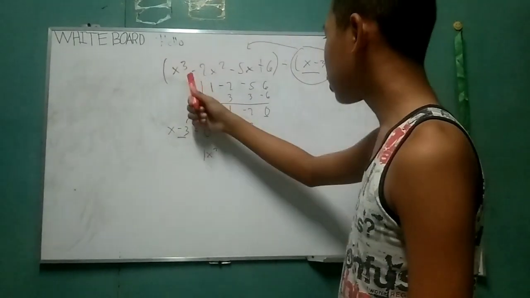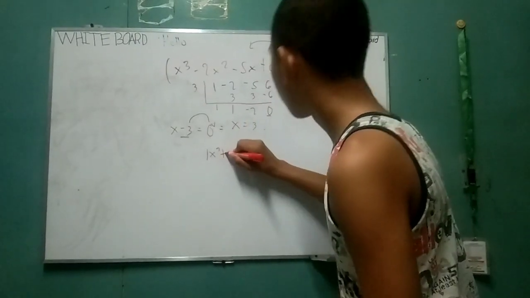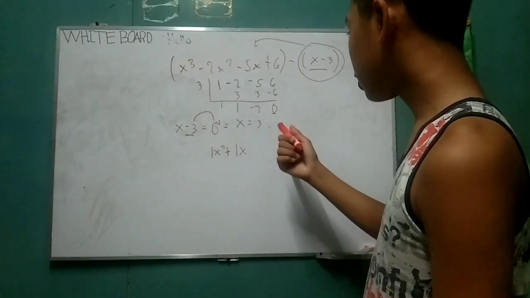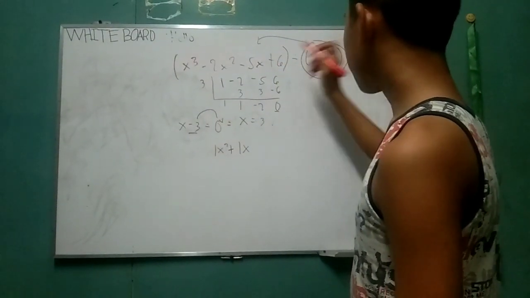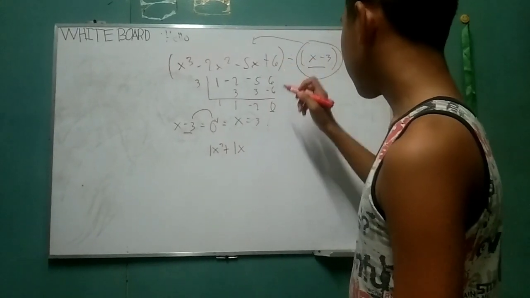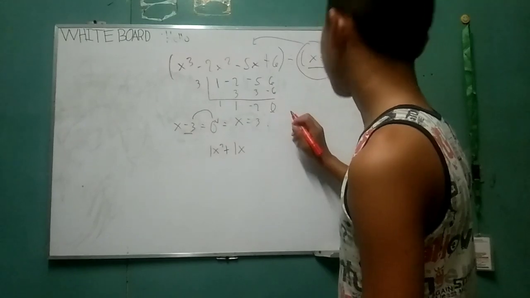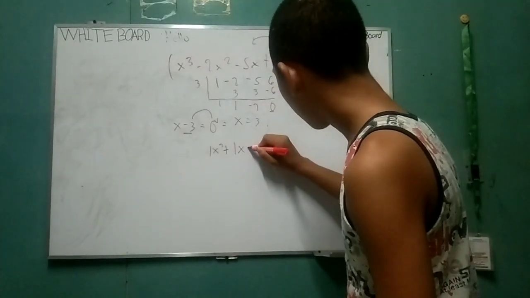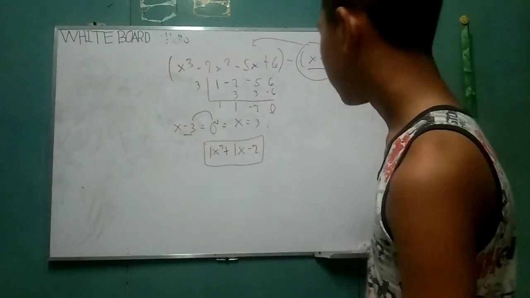Now we have to take note of this. Now that it is positive, we make it positive. Now this becomes 1x. Then negative 2. The x has been removed, since we divided by x. So it becomes x squared plus x minus 2. And this is our final answer.